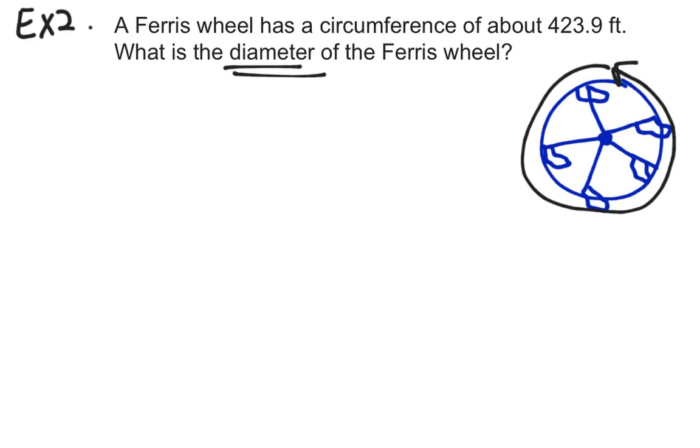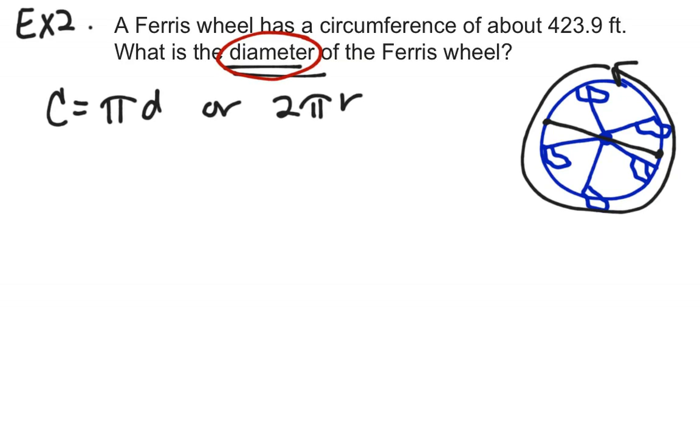And you might be thinking, well, I don't know the formula for diameter. And so they want the distance across, the diameter. Well, we can calculate that using the circumference formula. So circumference equals pi d, or 2 pi radius. And since I'm trying to get diameter, I could use either one of these formulas, but I think I'm going to use the one that has diameter in it. So that's a little bit of a shortcut. You could use this one.